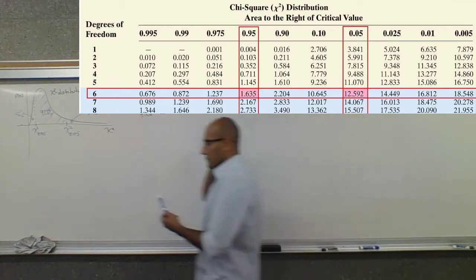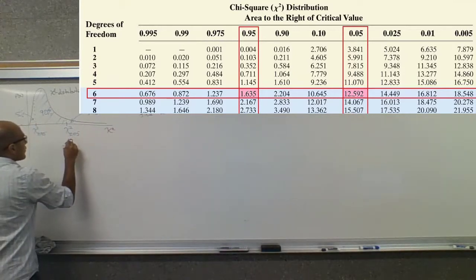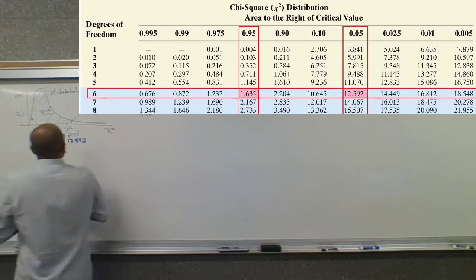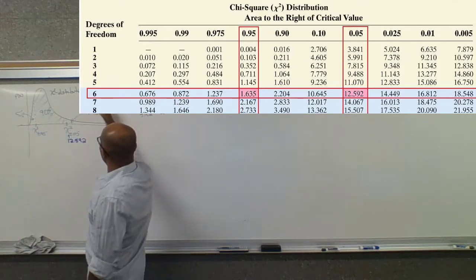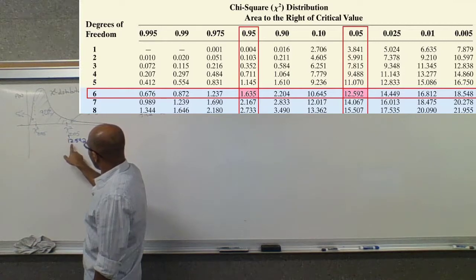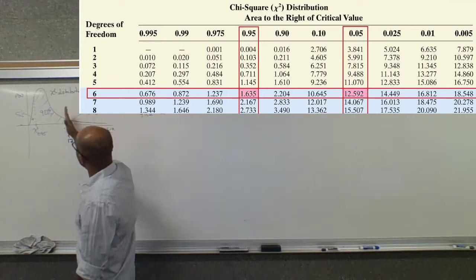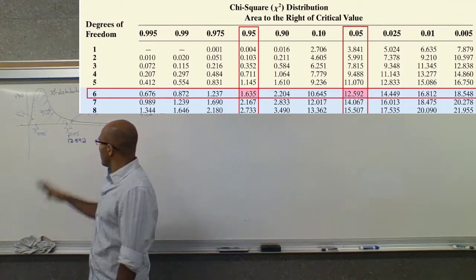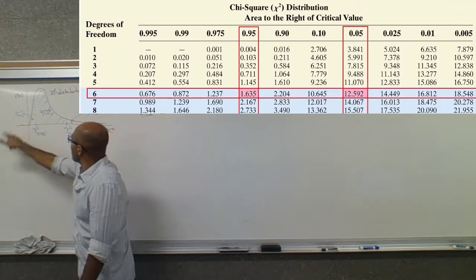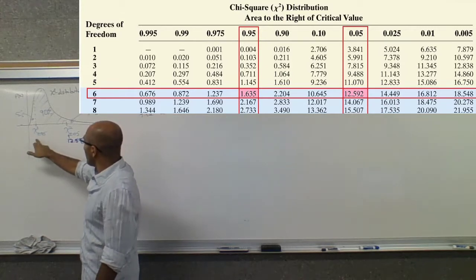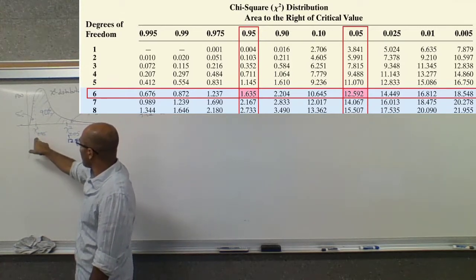12.592. So this guy is 12.592 with a chi-square distribution, 6 degrees of freedom. 12.592 is the number that separates the top 5% from the lowest 95%. This is not symmetric, so I can't just jump to the conclusion that it's like negative 12 or something. We can't do that. There's no choice but to look it up and find out what this is.